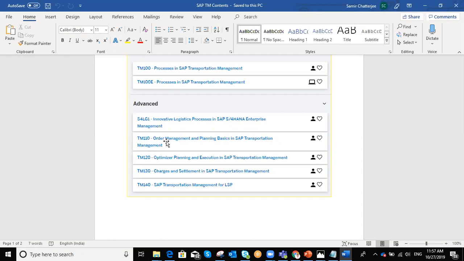And S4LG1. S4LG1 basically involves a group of logistics execution processes in the S4HANA platform. So we need to know this chapter also. It involves SAP TM as well as EWM, some part.